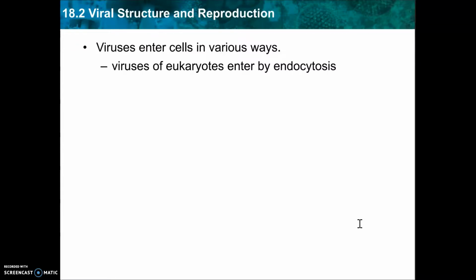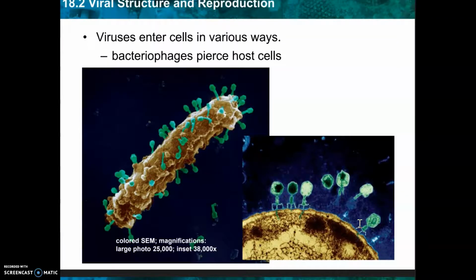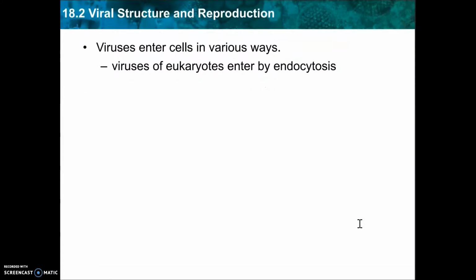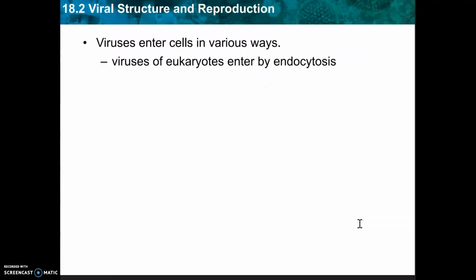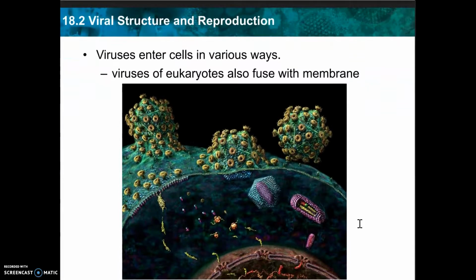All right, now viruses that attack eukaryotes, not prokaryotes. Remember, a bacteria is going to be an example of a prokaryote. Viruses enter eukaryotes via endocytosis, which is an invagination, or a way in which the cell devours things from its outside environment. Viruses that attack eukaryotes must fuse with the membrane.